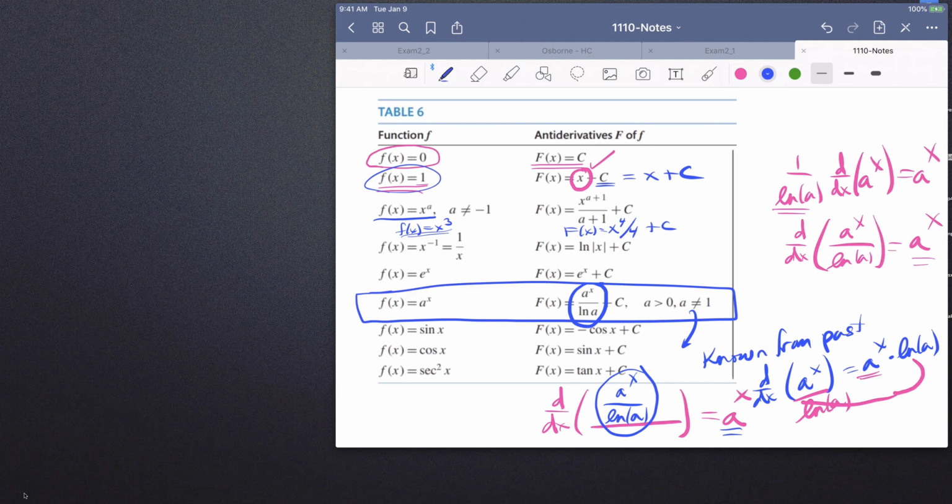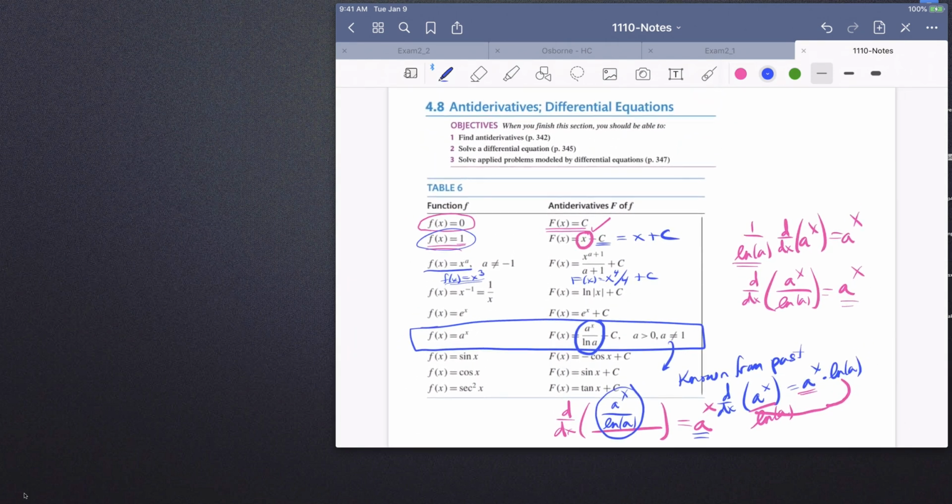So there is a little bit more on a key result: how the constants come into play with the most general antiderivative. Finding that constant is the subject of the next video on differential equations.